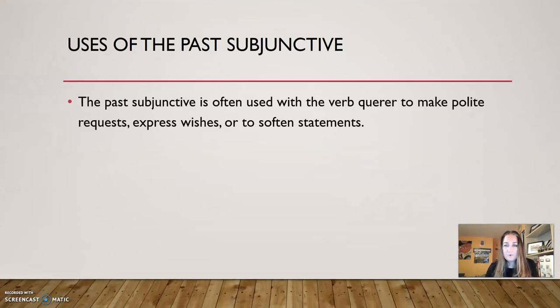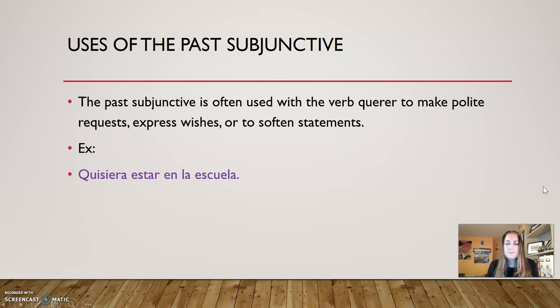And we have one more use of the past subjunctive. It is often used with the verb querer to make polite requests, express wishes, or to soften statements. You actually have seen this before way back in Spanish 1 or 2, I think, when you learned how to order things in a restaurant.